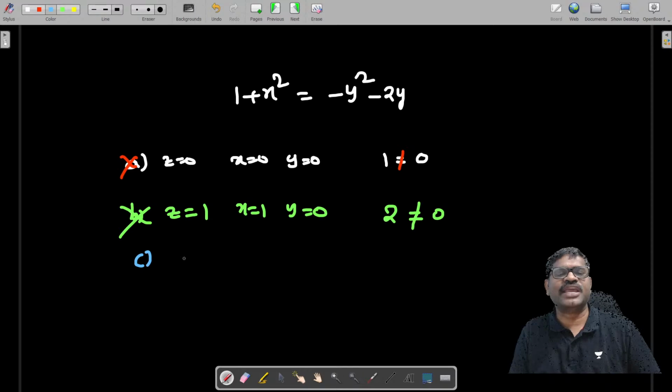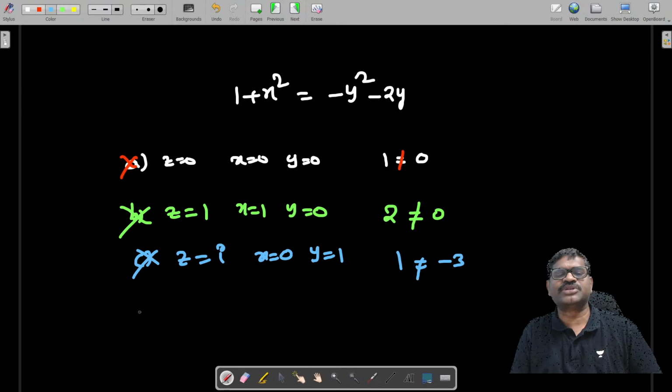Next, option C. z equal to i. x value 0, y value 1. Put x is 0. LHS is 1. RHS is minus 1 minus 2, minus 3. 1 not equal to minus 3. Option C is eliminated. Option D is z equal to minus i.